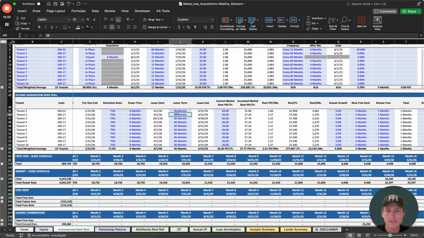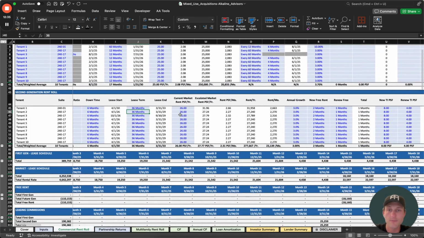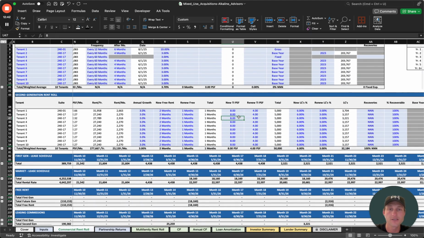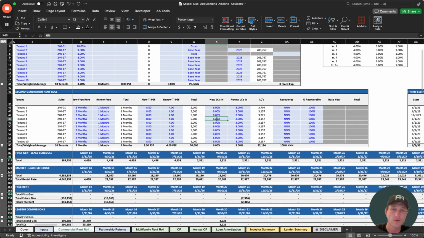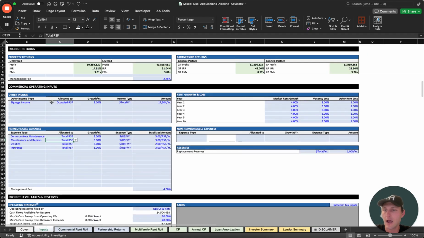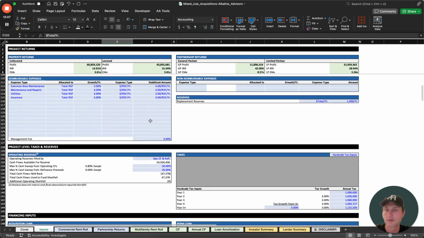Then we have the market leasing assumptions for lease term, the current rent per square foot per year, annual growth percent, new free rent, renewed free rent in terms of months. What is the new tenant's TI per square foot versus if a tenant renews, what does their TI per square foot look like? Same thing with leasing commissions, if it's a new tenant versus a renewal tenant. And then we have the recoveries as well. So with that, we'll go back to the inputs tab. And I don't think we have to spend too much more time on the commercial operating inputs. Again, it's very similar to the multifamily operating inputs.